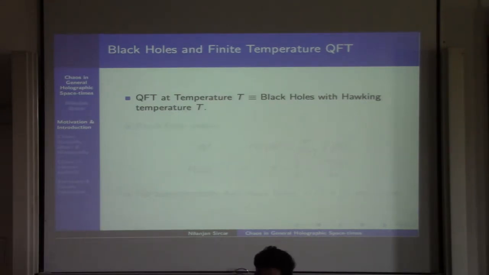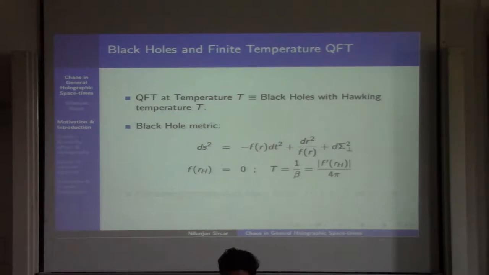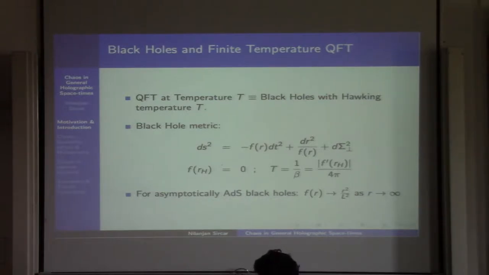And also now we are interested in finite temperature, so we have to consider black holes in the bulk. This is a black hole metric, and typically, if you consider an asymptotically AdS black hole, we will assume some functional growth of this as r goes to infinity, but for us we have some general black hole geometries which asymptote to various kinds of geometries.